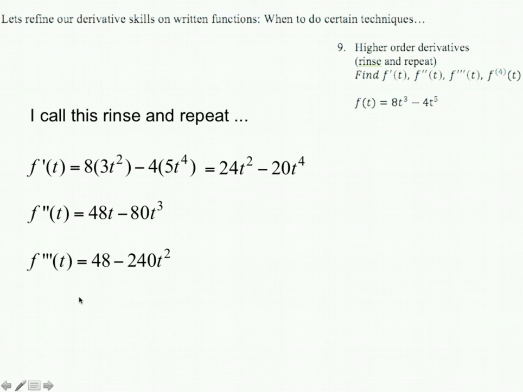So there's the second derivative, and there's the third derivative, 48 minus 240t squared. And then the last derivative I'm asking for is differentiating again. Derivative of 48 is 0. This term, bring down the 2, you get negative 480t. So we just found the first 4 derivatives of this polynomial. And we could differentiate it again and get negative 480, and differentiate it again and get 0. At that point, we can't differentiate it any longer.